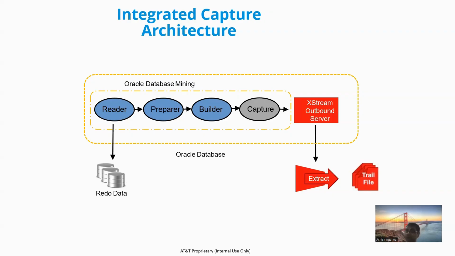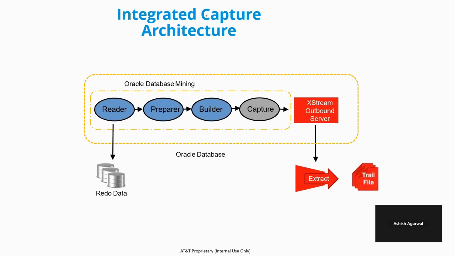Builds it, and then the capture process captures it. So internally, there are 4 processes. This is just for your information, you won't be using it anywhere. But the integrated extract contains multiple internal processes, which makes it faster to run. That is another reason your integrated extract is much faster.